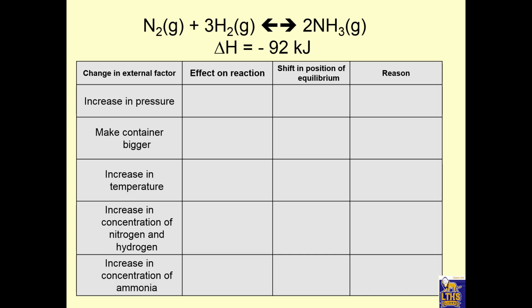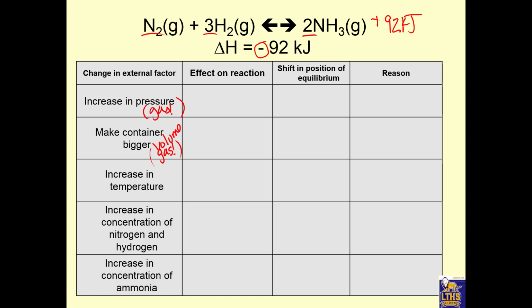So here's another reaction that says negative 92, so we have 92 kilojoules over here. Okay. We'll do the pressure, increase in pressure. So let's count. We have 2. Pressure only affects gas. Make container bigger is volume. Right. So that's gas again. So some of these are gas related. Right. So on this side, the product side, we have 2 gas particles. Here we have 4. Okay.